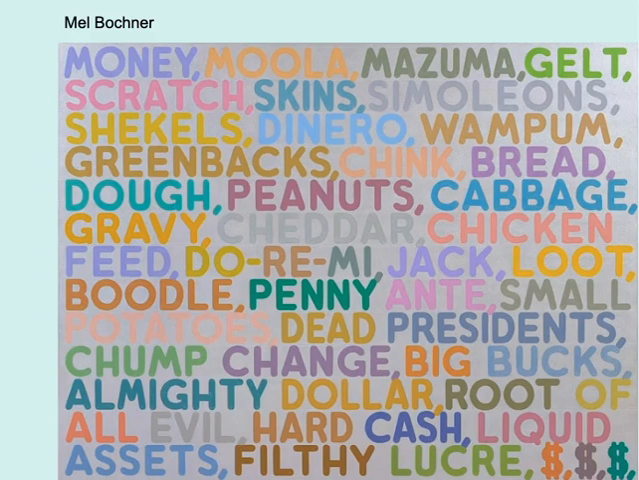Now, this is a text piece by Mel Bochner. In this case, he is just using synonyms for money over and over and over again, all in different colors, but all of them using the exact same font and size.